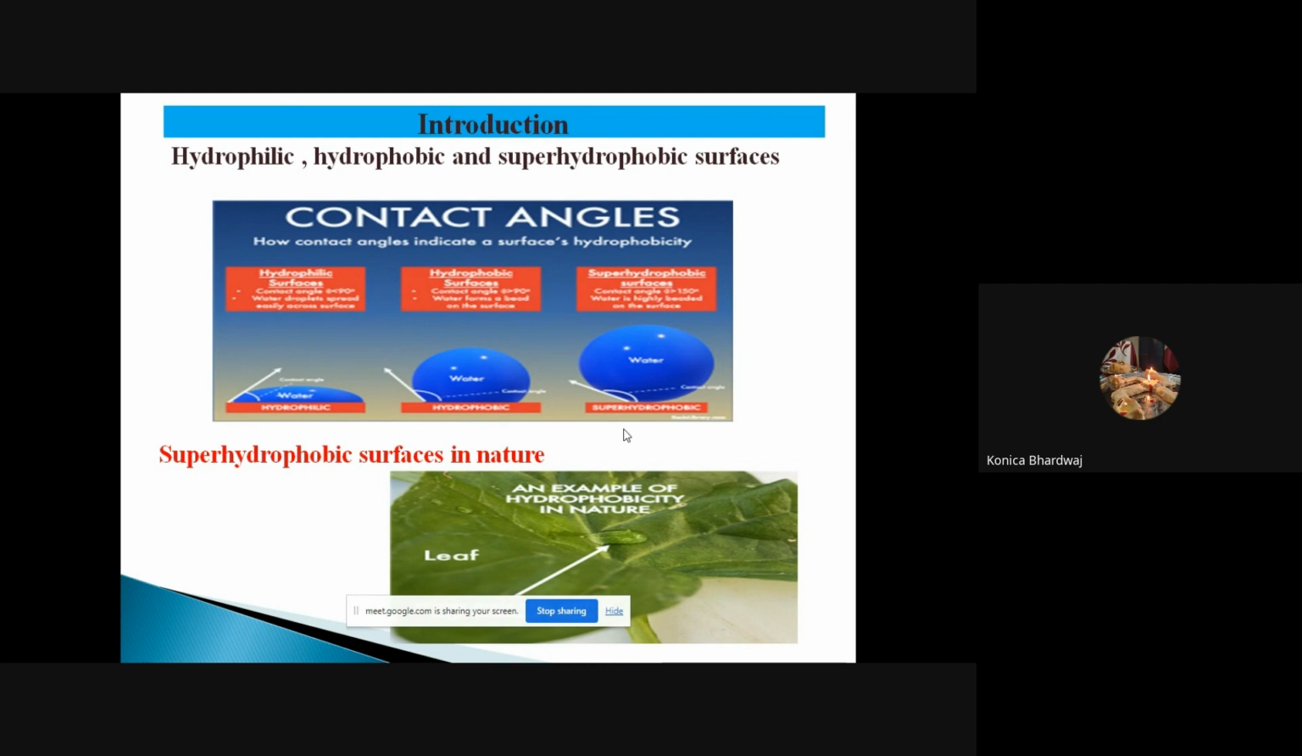For that, we need to understand what the different surfaces are and how we can classify them. We classify various surfaces on the basis of the contact angle made by the water with the surface. If the contact angle is below 90 degrees, then the surface becomes hydrophilic. If the contact angle is 90 degrees or greater, then it becomes hydrophobic. If the contact angle becomes greater than 150 degrees, then it becomes superhydrophobic.